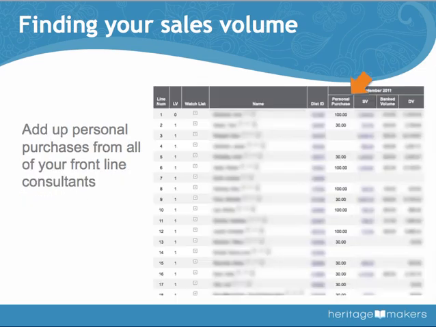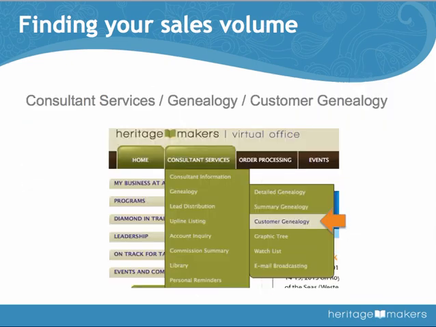What it does is it brings up a report that shows you the consultants that you have, all of your frontline consultants, and what their personal purchases are. So what you'll do is just add up all of those numbers, and that will be all of the personal purchases from your frontline consultants. The next thing that you're going to do is run the same exact report, but for your customers. So you'll go to Consultant Services tab, Genealogy, and Customer Genealogy, and that's what you're going to select.